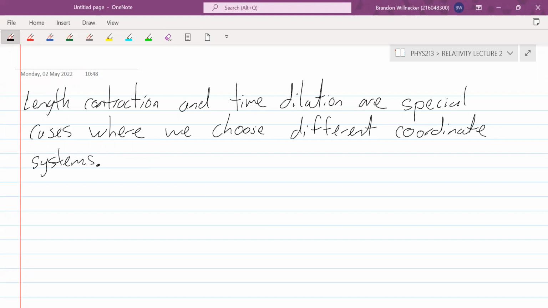And we saw interesting things from that. What we're going to do now is look at a case that's a bit more general. So we're going to look at coordinate transformations from unprimed, so let's say ct, x, y, z, to ct prime, x prime, y prime, z prime. Okay, so it's a bit more general than what we had before.